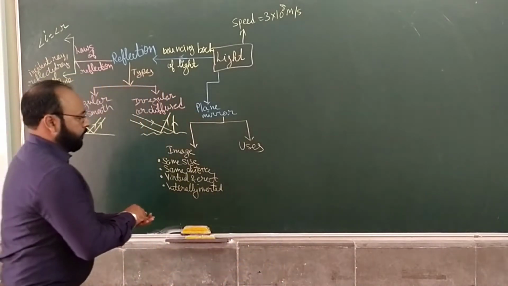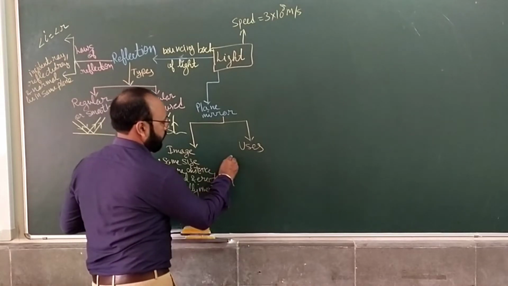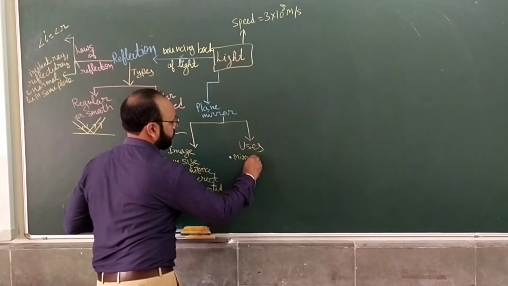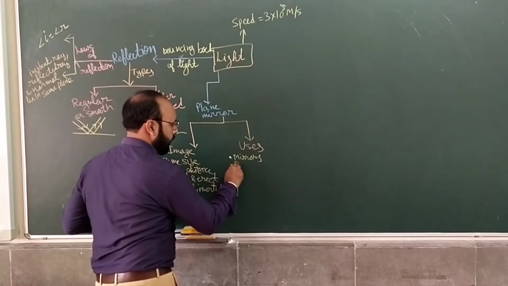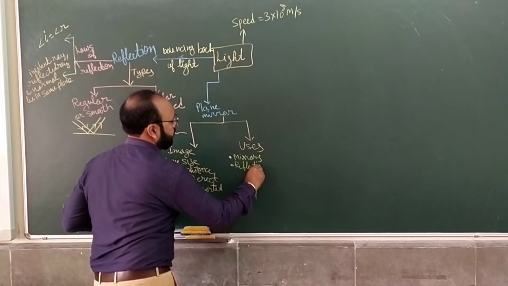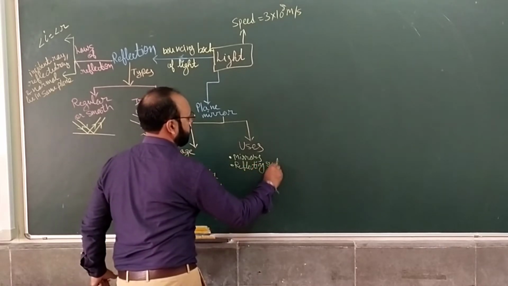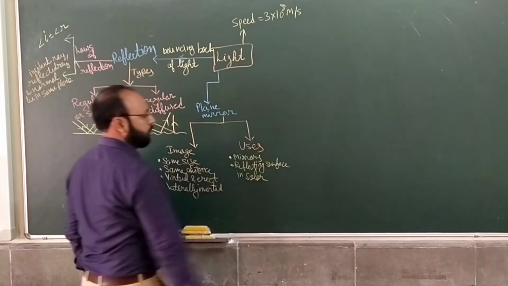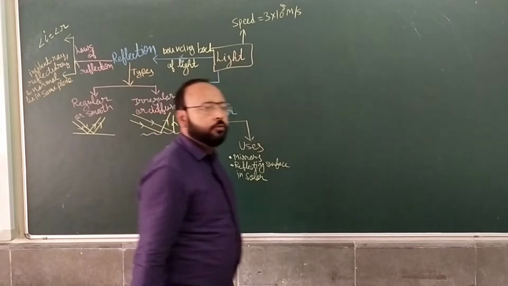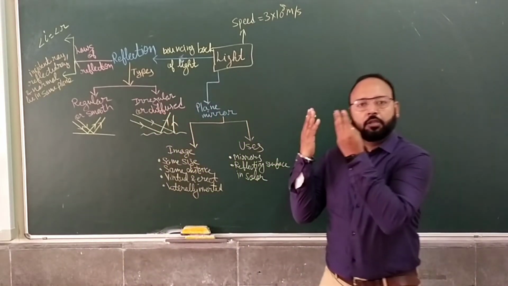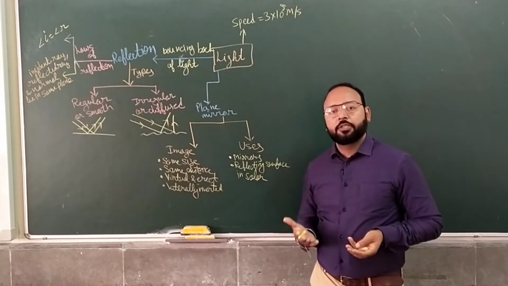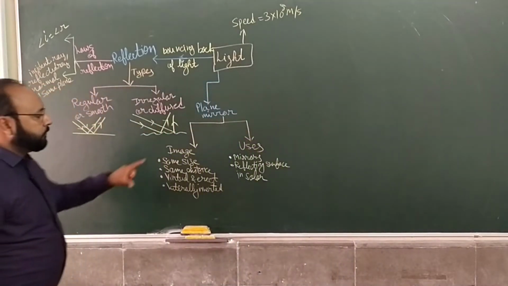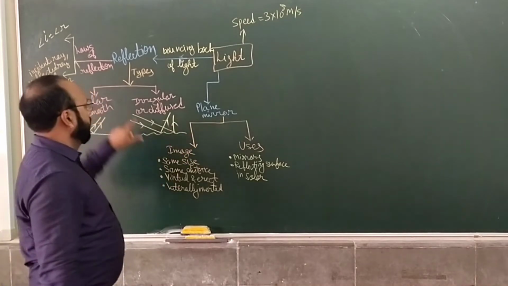Now, if we talk about uses, it is used in mirrors, and as a reflecting surface, in periscopes, right? So there are a number of uses for the plane mirror. In our home we are using mirrors, so that is a plane mirror. Now this is about the plane mirror.